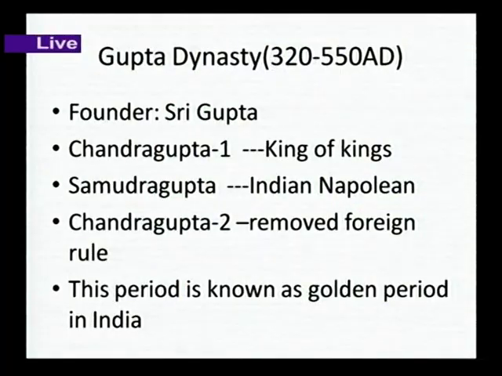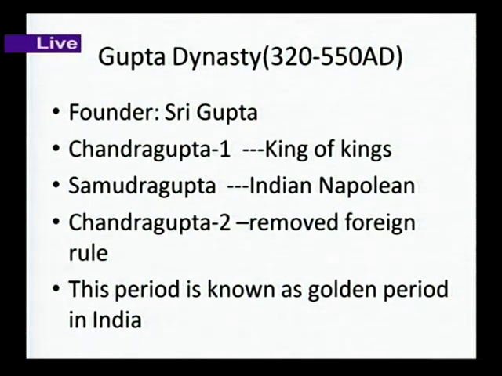Then we have another dynasty, that is the Gupta dynasty. It starts from 320 to 550 AD. The founder of the Gupta dynasty was Sri Gupta, and among the important rulers we have Chandragupta I, who has been given the title King of Kings. Then we have his son Samudragupta, who is known as Indian Napoleon.